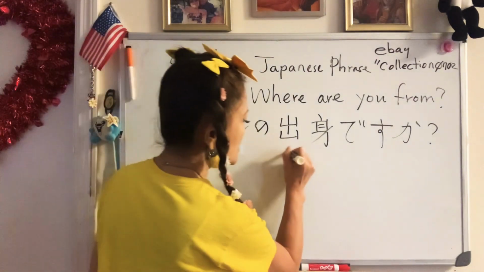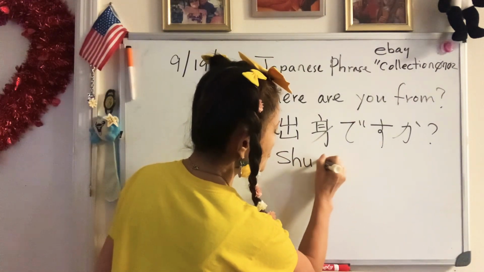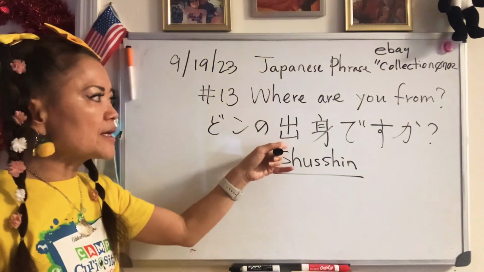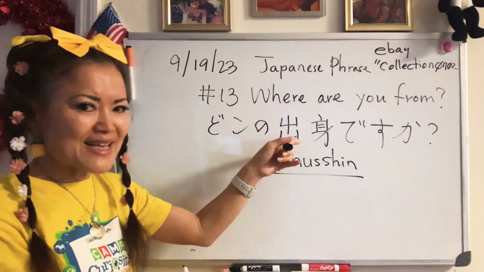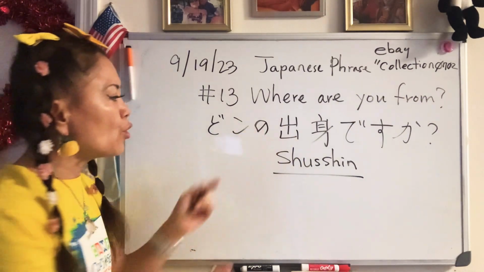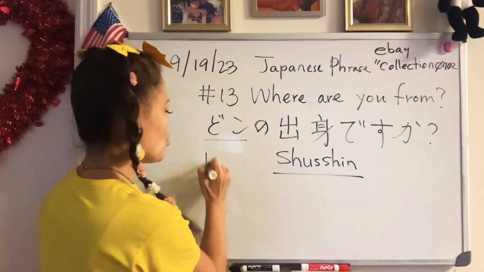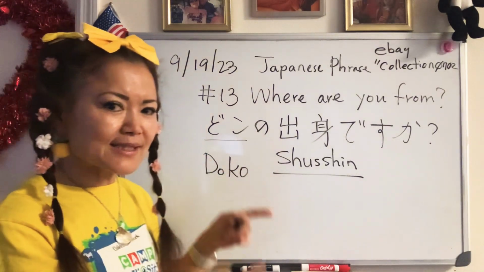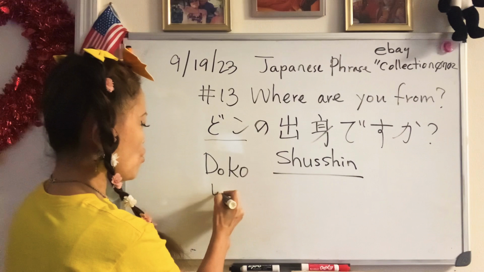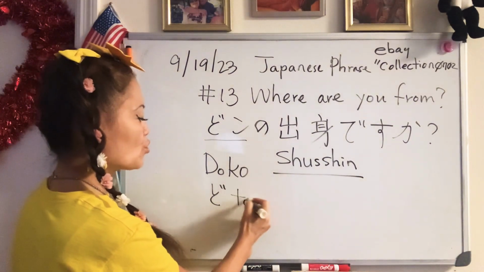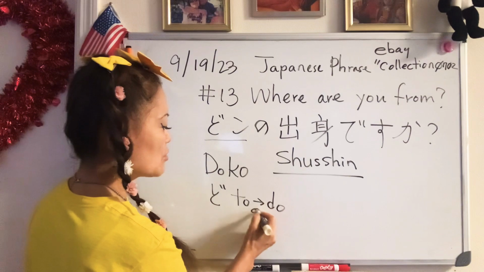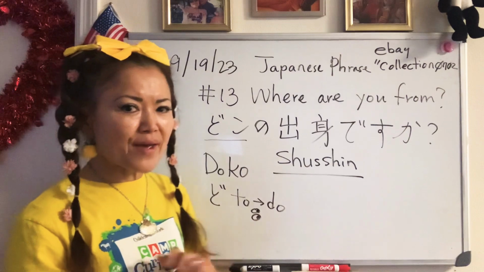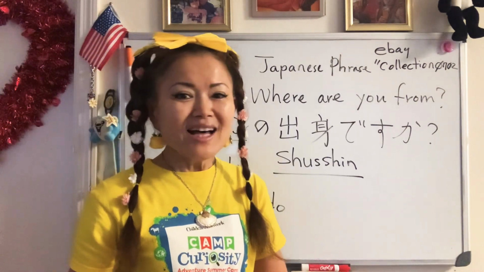So shushin is, let me write down the English. Okay, this is shushin. Shushin means like a born place, okay? So doko no. Doko means where. Please remember, tachi, tsu, te, to, with a dakuten change to da, ji, zu, de, do. Let me draw my eyeball. Doko means where, doko, doko.